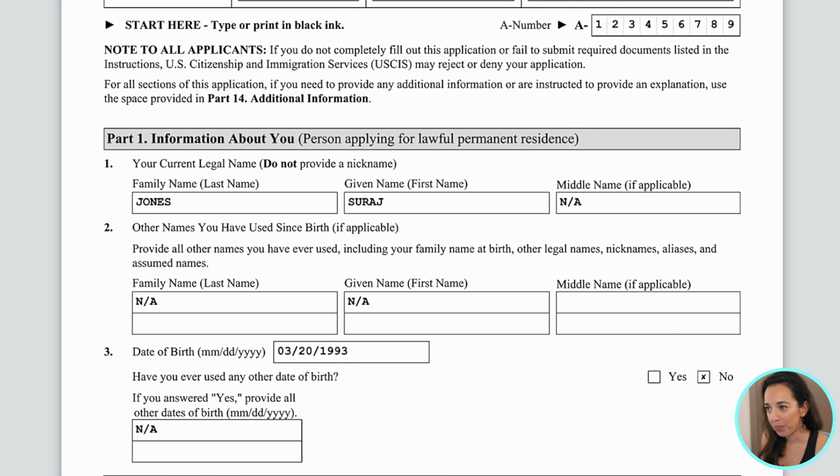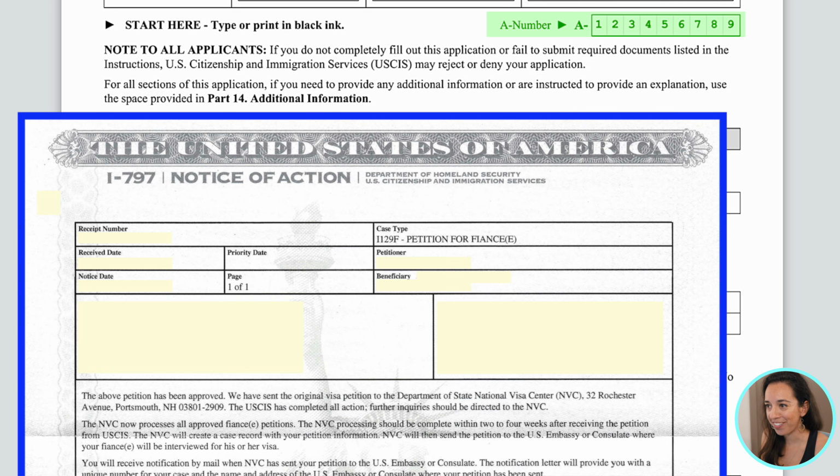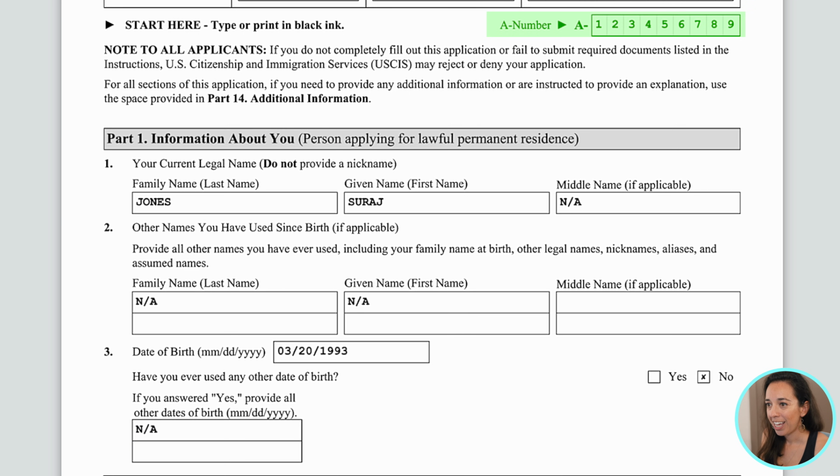So we're going to start here where it says A number, and you're going to enter your alien number, which is found on your NOA 2 Notice of Action. It's hidden away over here where it says beneficiary name, so you can just enter that number here in this field. And as you can see, it asks you to enter this number on every page on the top right-hand corner. So I would make sure you fill this out beforehand. A tip is to make sure to use this A number on any supplementary documents for additional evidence as well.